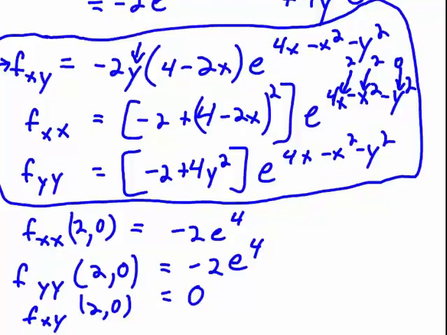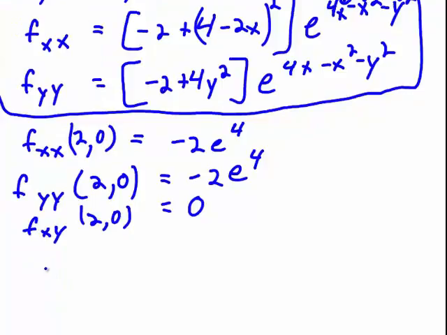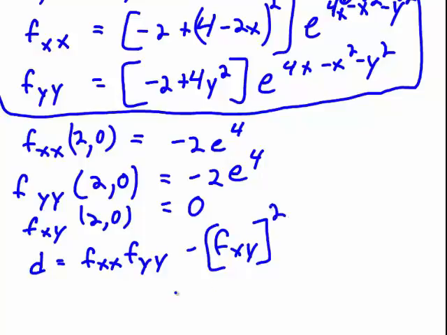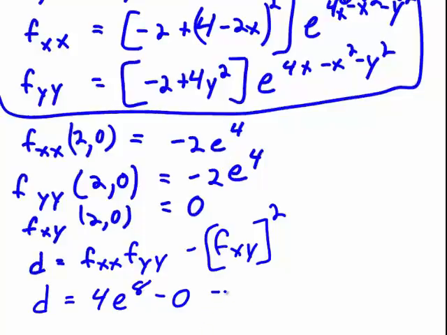So now when we find that quantity D, remember what D is. D is f sub xx times f sub yy minus the mixed partial squared. So f sub xx times f sub yy would be 4e to the 8, minus 0. 0 squared is 0. So I just get 4e to the 8th, which is greater than 0.